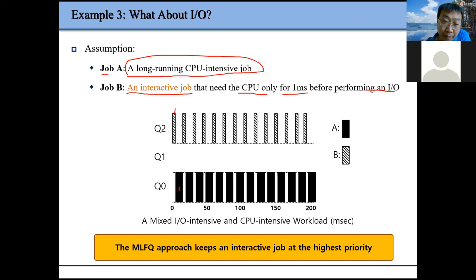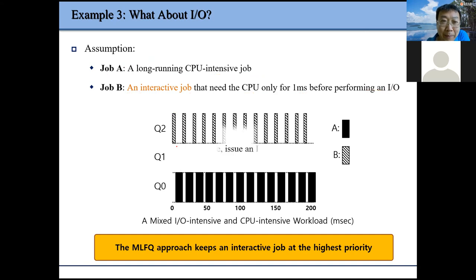Later, when A finishes its 10 milliseconds, because A uses up its time slice on Q0, we do rescheduling. Suppose B has finished its IO and is ready to run, then we run B again. So you can see that we can fully interleave our computation and our IO. That's a good example in this case.